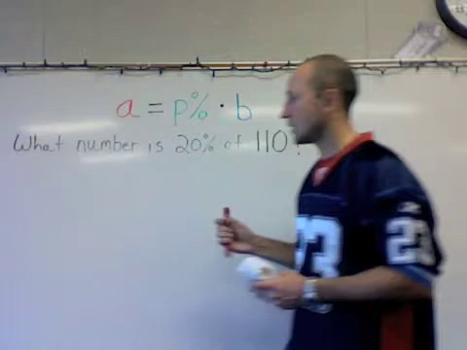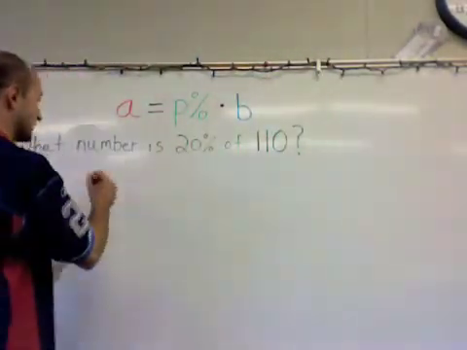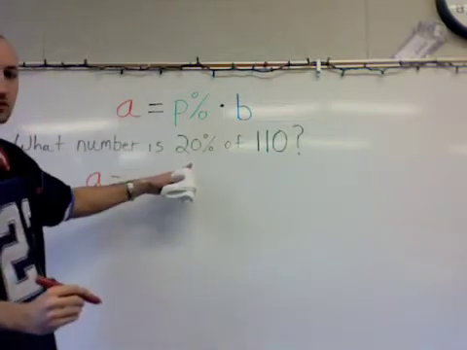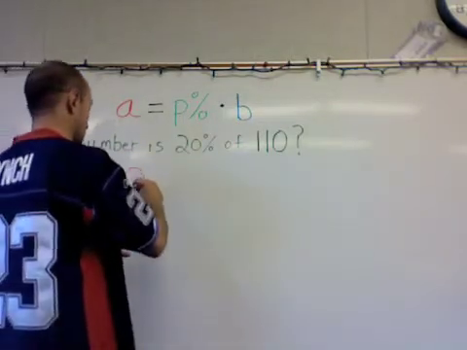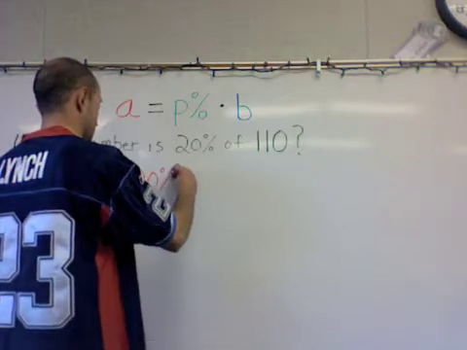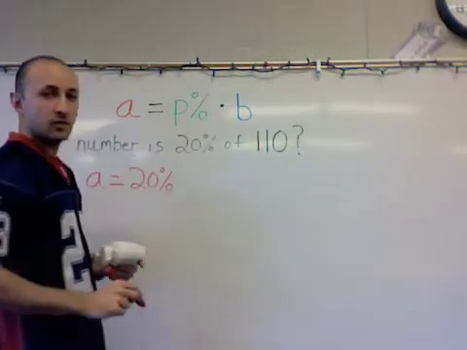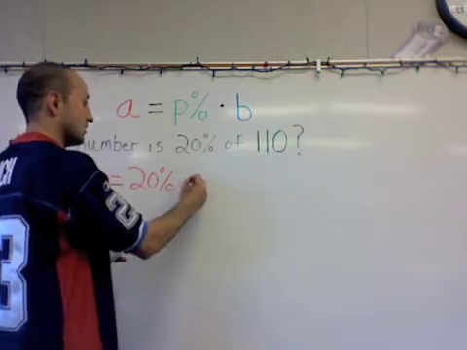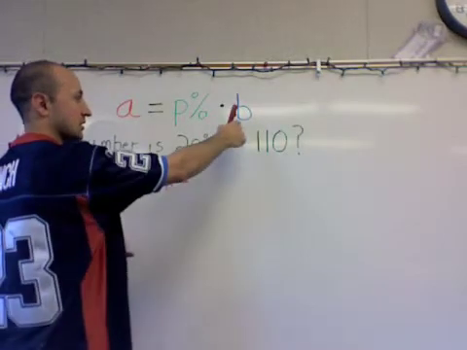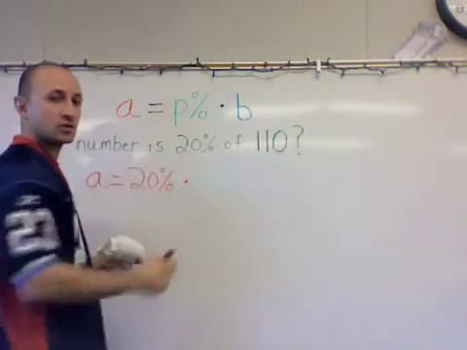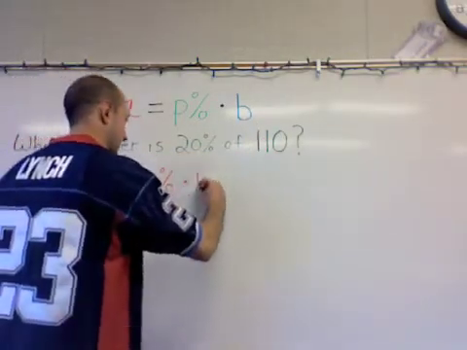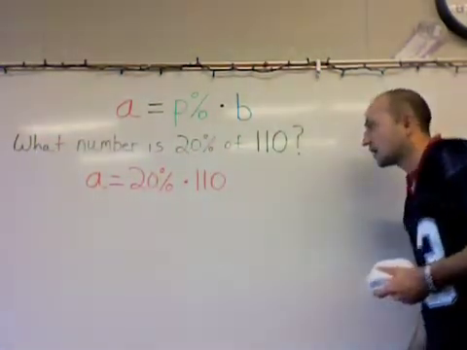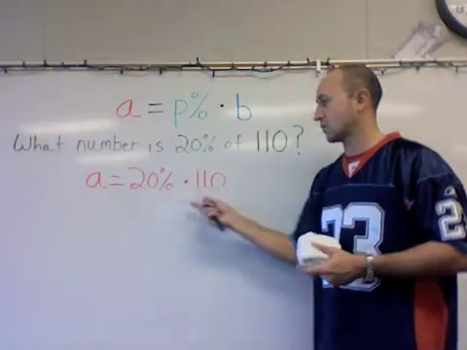So let's rewrite this now. A will stay the same because that's what we're looking for. And that's going to be equal to the percent, which they're telling us is 20. The operation that we want to do is multiplication. And I want to multiply 20% by the base, which we're also being told is 110. So now our formula is set up with the values that were given to us.